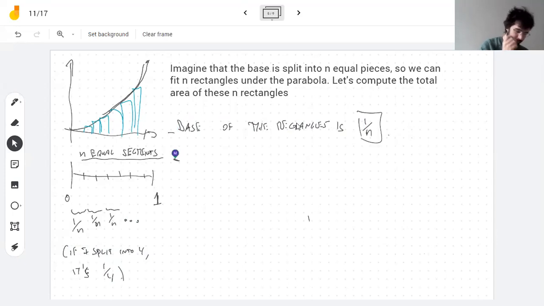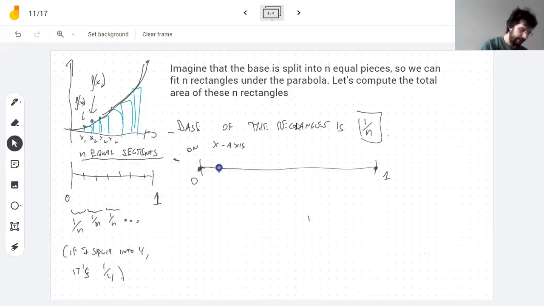So now what about the height? For the height, what I need to do is say there are these points on the x-axis, and these are going to be the function applied to them, the heights of the corresponding points on the graph. So on the x-axis, my first point is 0, my last point is 1, and then the next point is 1 over n after it. So this is the point 1 over n.